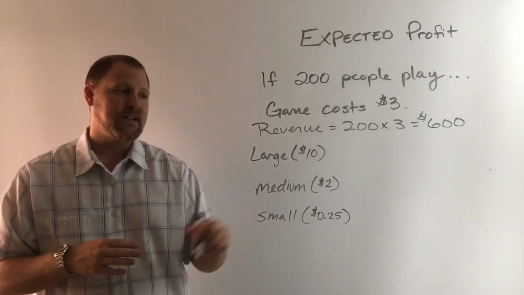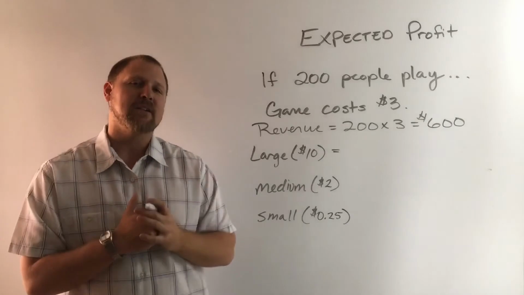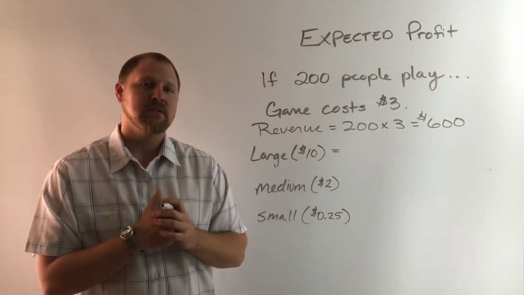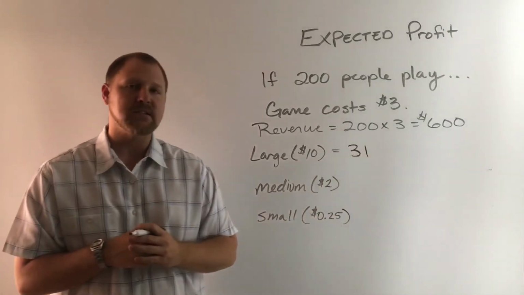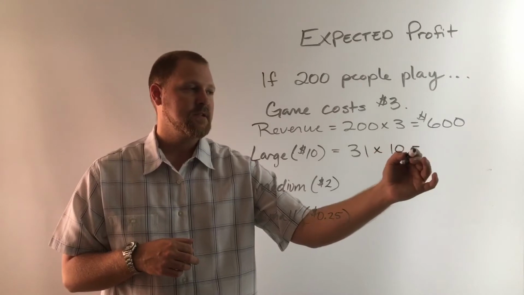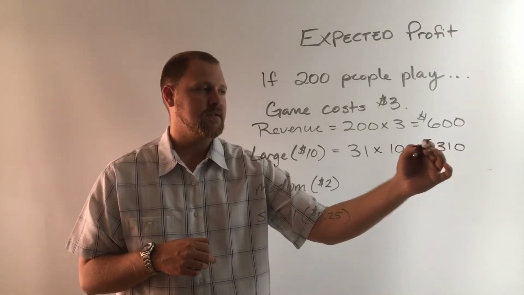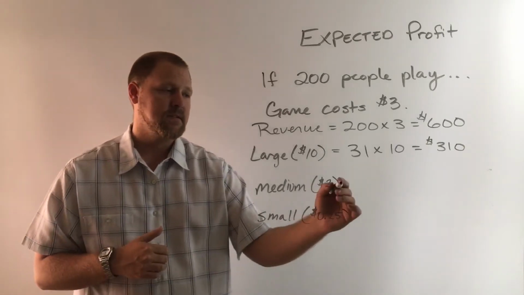From the previous slide, we had the probability of 5 out of 32 times 200 people. That is actually 31 large prizes that we would give away. And each of those prizes costs $10. So we have $310 that we're giving away in large prizes.